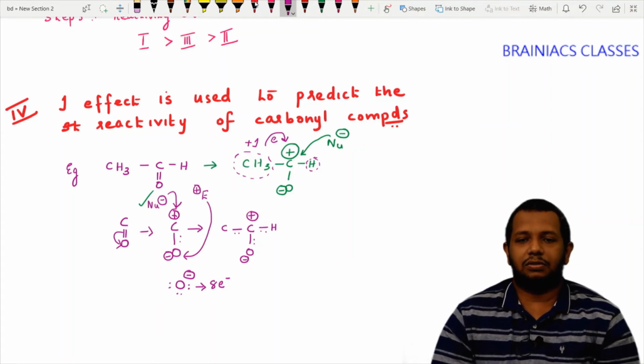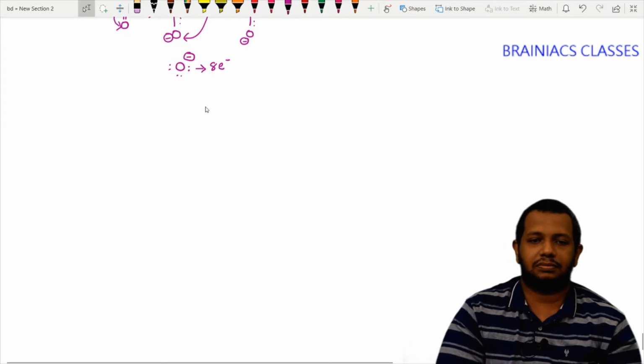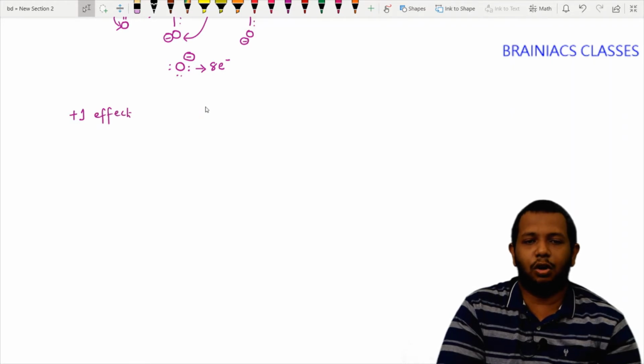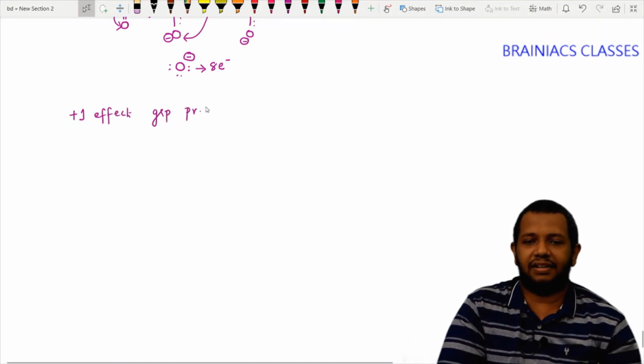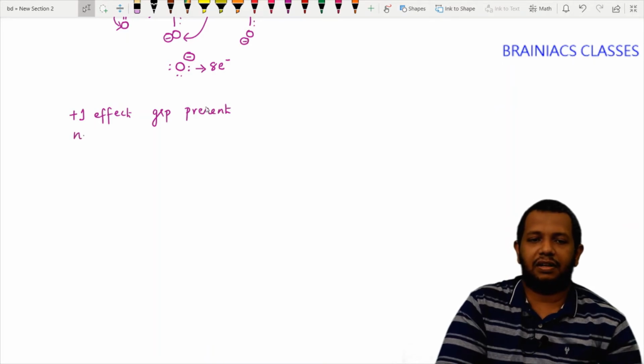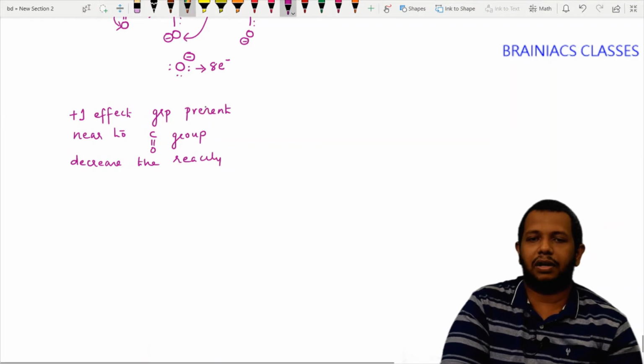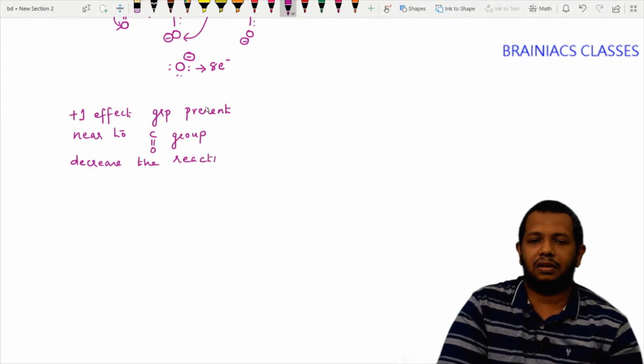So I can conclude saying that a plus I effect group present near to the carbonyl group decreases the reactivity of carbonyl compounds.